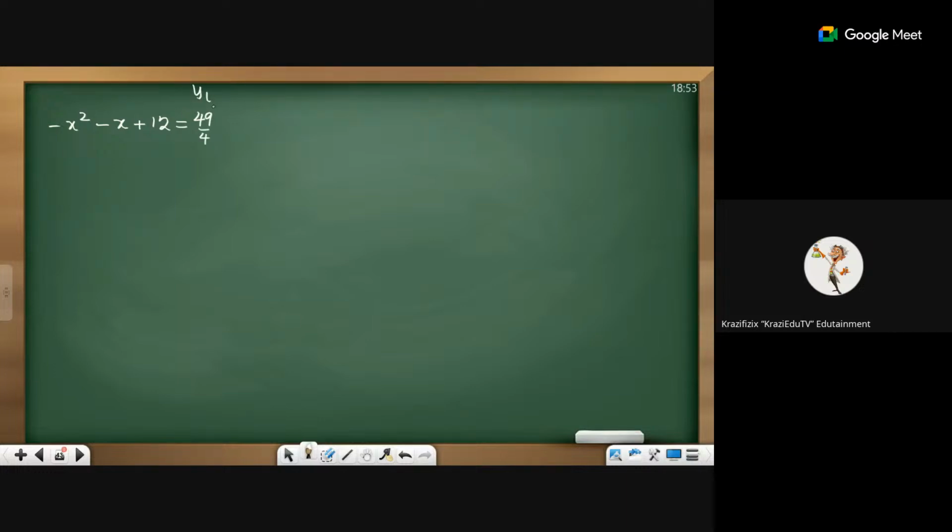Let's solve this. We understand what the nature of roots means. Can I move this here? Negative x squared minus x plus 12. Now, what is 12 minus 49/4? That's negative 1/4. Is that fine? Good. Let's solve this easily. Let's move everything over to the other side. What would I have? x squared plus x plus 1/4 equals 0.